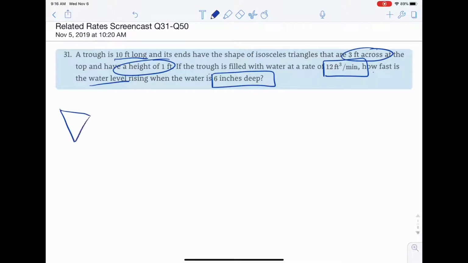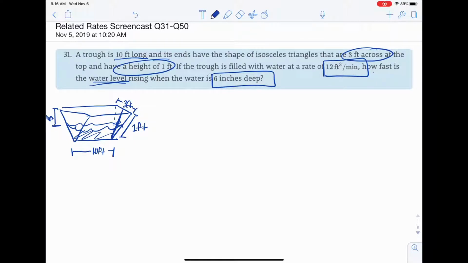So I'm just going to draw the trough. And it's filling with water. And it says that it's 10 feet long. And the top of the isosceles triangle is 3 feet. And it has a height of 1 feet. Now this is just for the isosceles triangle. We want to know how fast the water level is rising when the water is 6 inches deep. So this is going to be the height for it.